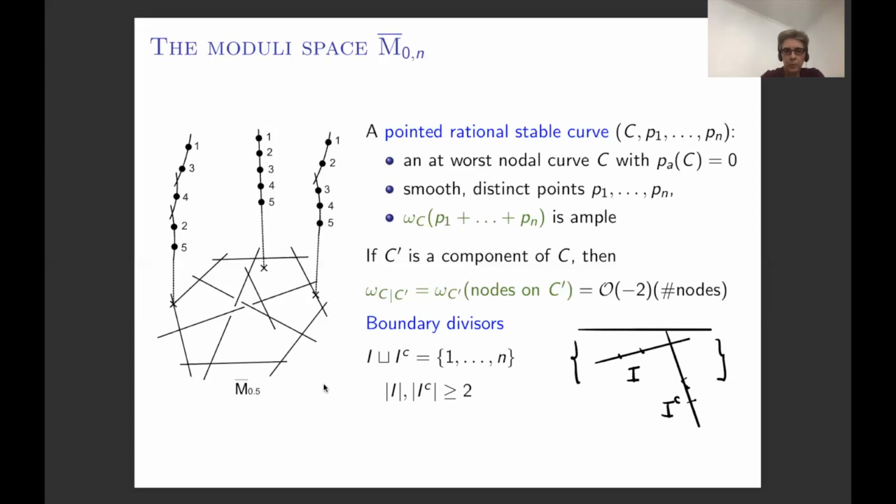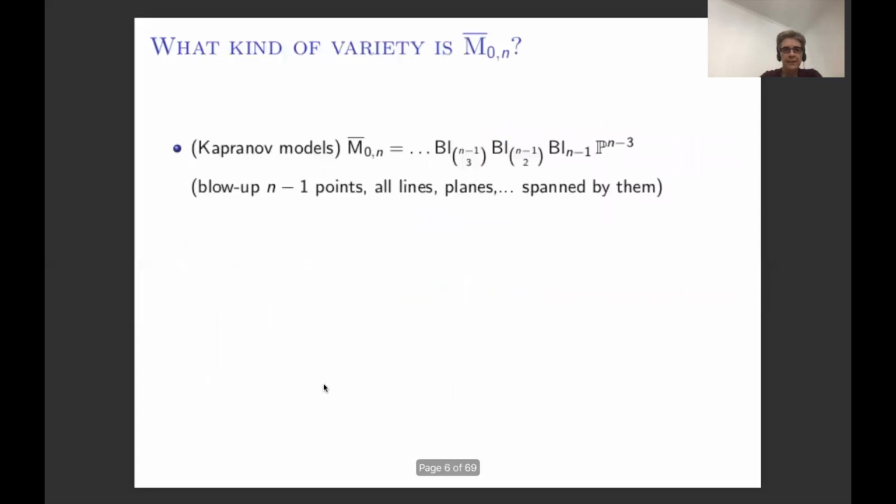So what kind of variety did we create? There is a theorem of Kapranov that describes M0,n bar as an iterated blowup of a projective space. So you start with P^(n-3). You choose n-1 points in linearly general position, which you can fix up to the automorphisms of P^(n-3). We blow these points up.